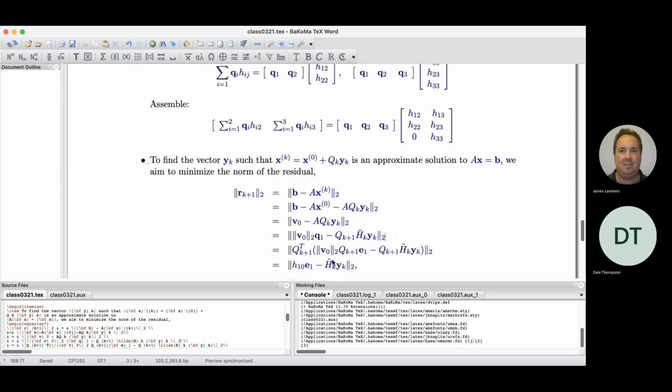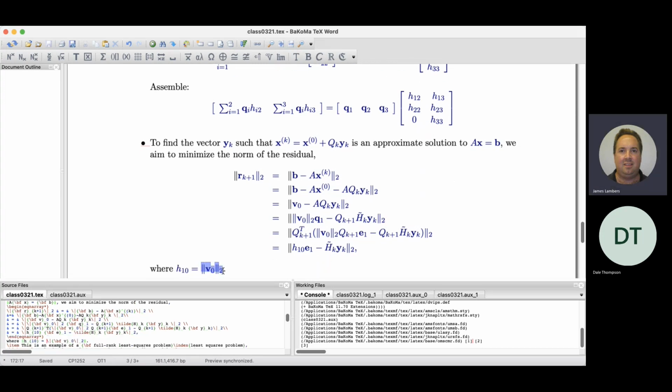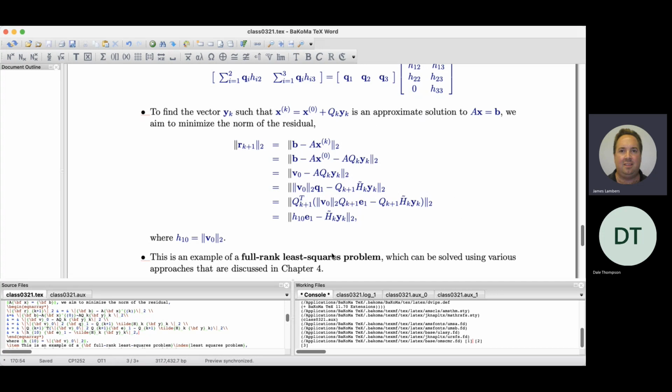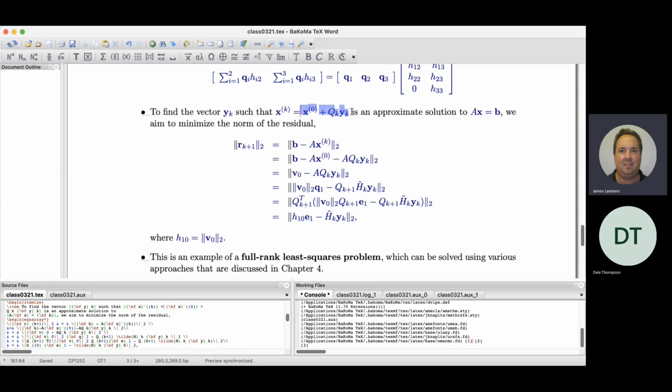So we have this cancellation here. And if I label the 2-norm of v0 to be h10, just for consistency with how other subdiagonal h's are defined, then I have this expression. And I want this to be as small as possible. But what I have here, H_k tilde, is a matrix that has k plus 1 rows and k columns. So what I'm actually solving here is a full rank least squares problem, what we saw at the beginning of chapter 4. So we already know how to solve this problem. You can use normal equations, or you can use a QR factorization of H_k tilde using any of the approaches that were covered back then. So now we have a way to solve for yk to make this residual as small as possible across all solutions that are of this form.